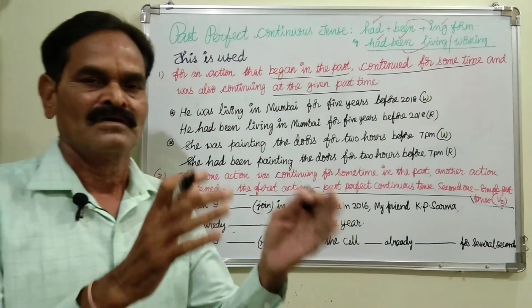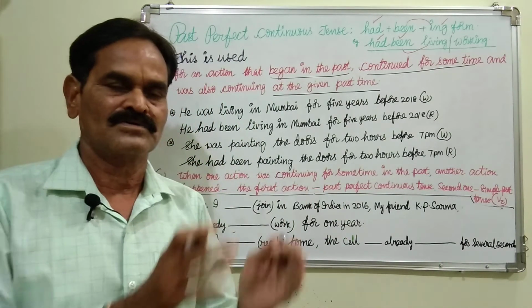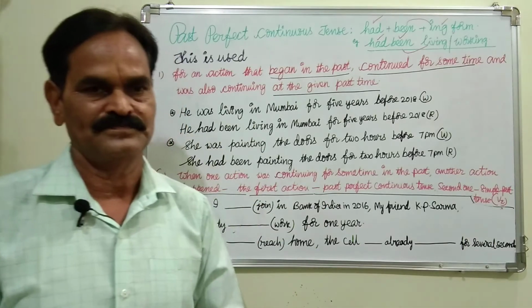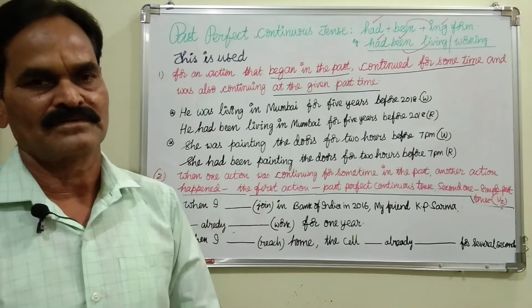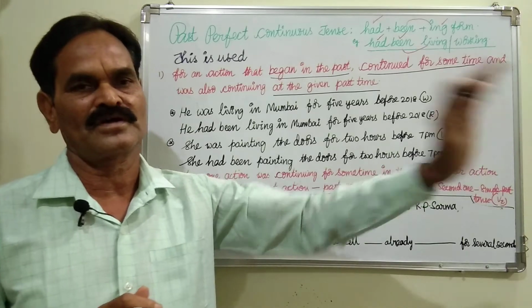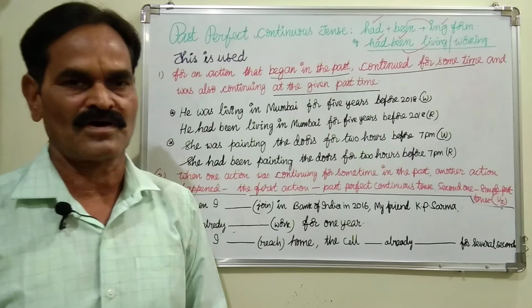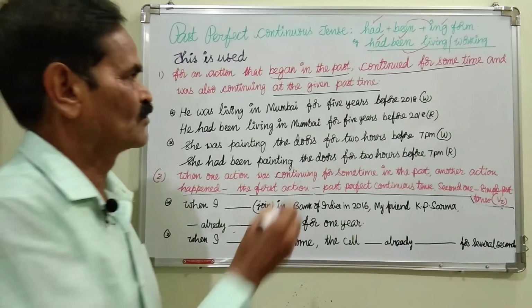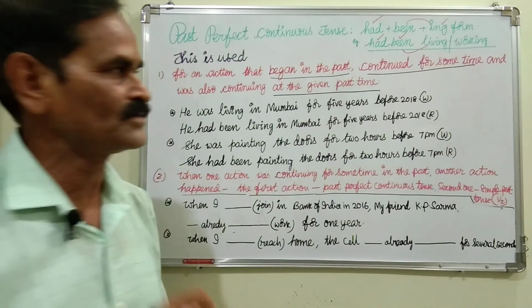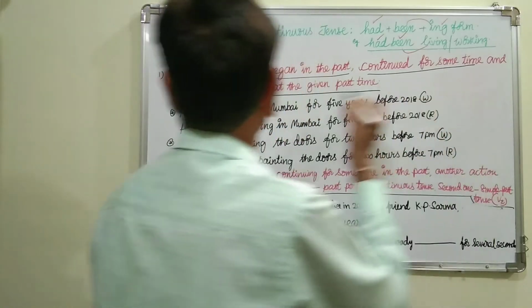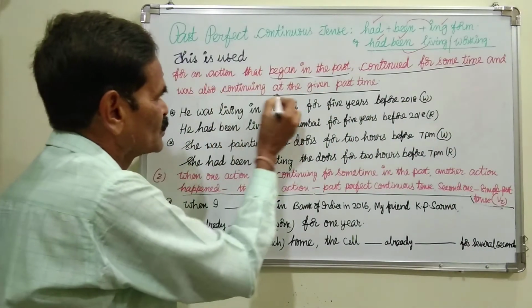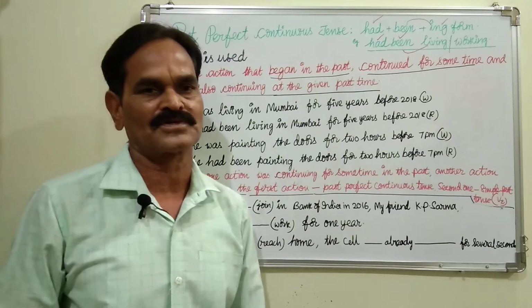Suppose living started in 2005 and it did not stop there. It had continued, suppose, for 5 years or 10 years. So 2005 passed and it continued. Then we have to use past perfect tense. But it was also continuing at the given past time.